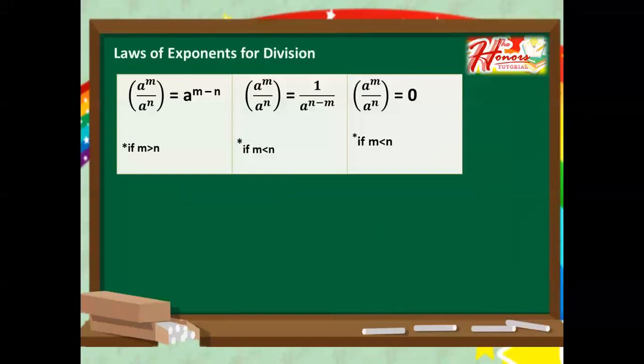So we have here the distinctions for the laws of exponents for division. The first one is if m is greater than n, we are referring to the exponent that we have here, this and this exponent. If m is greater than n, then this will be our solution: a raised to m minus n. We have to subtract the exponents if m is greater than n, or the exponent of the numerator is greater than the exponent of the denominator.